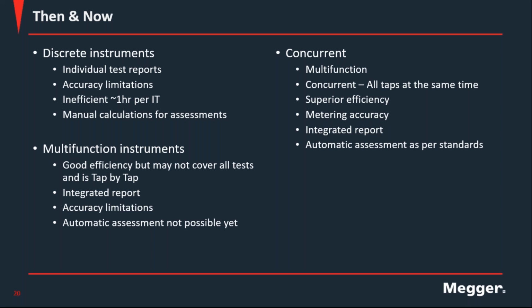And because you don't have everything there, you cannot perform the automatic assessment. With the concurrent, you have everything there. You have multifunction, you have all the tabs at the same time. Of course, this streamlines your efficiency. You can test CTs in less than 10 minutes. Once you connect to them, you get the required accuracy.